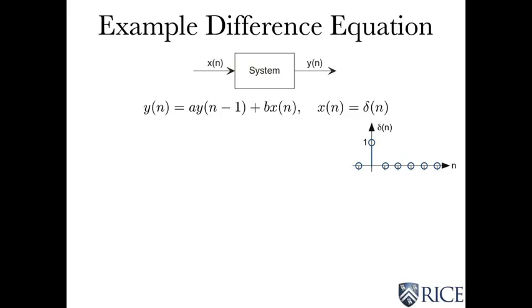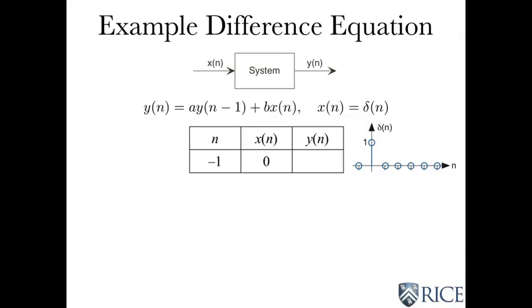Well, what I like to do to point out how the difference equation works is to construct a table. So what I'm going to do is have the time index, the input value at that time, and the output value at that time, and we want to fill in the right-hand column of the table. And let's start at n equals -1. So we know that at this time the input is 0 because that's that value there. The question is now, what's y at -1?